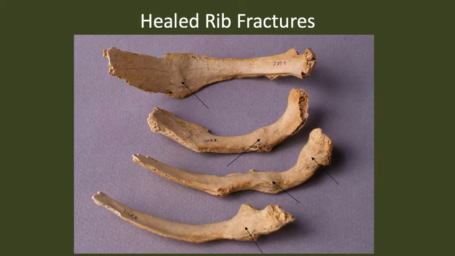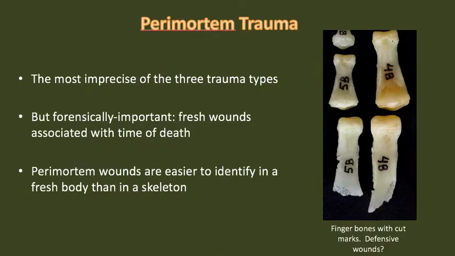Here we have some fully healed rib fractures. The arrows there are pointing to where the fractures are located. So again, you have this thickening to the area where the fracture took place.